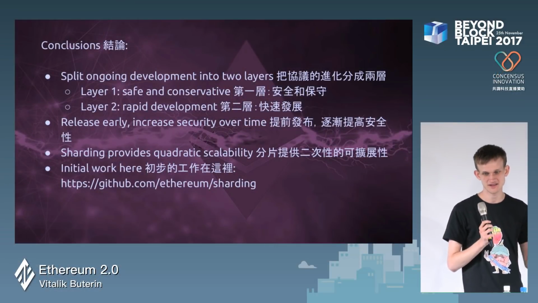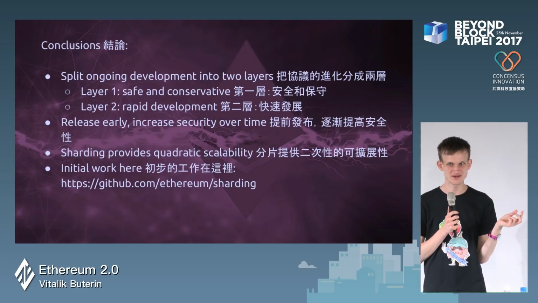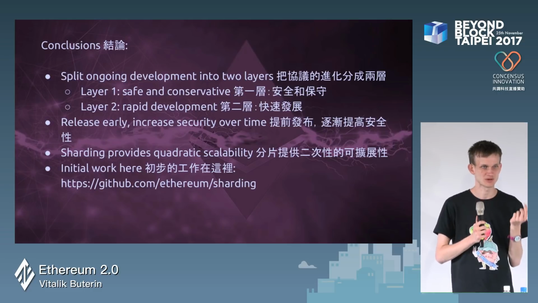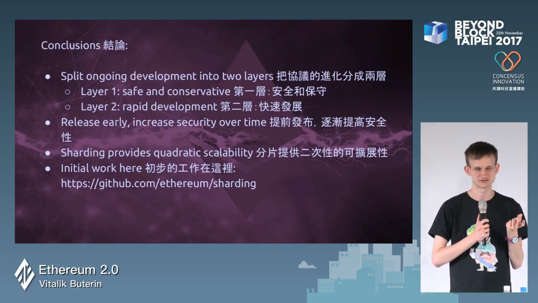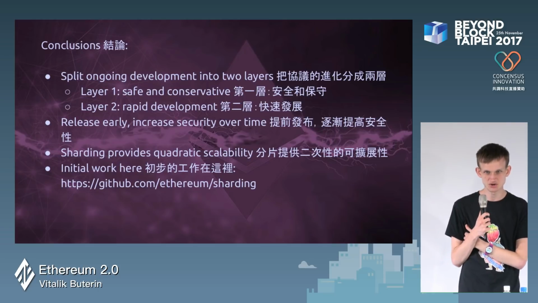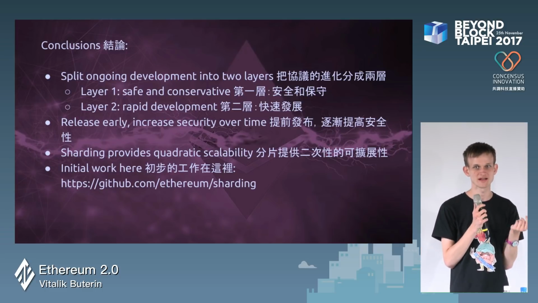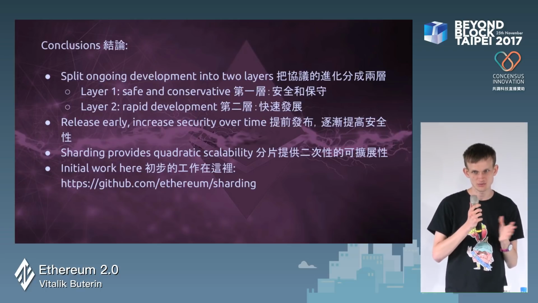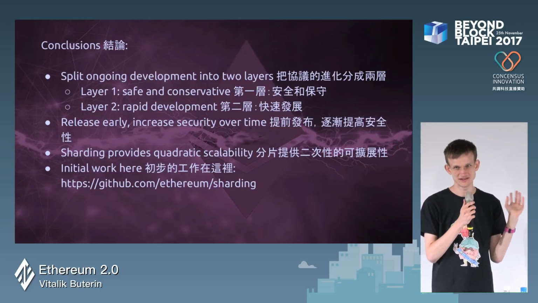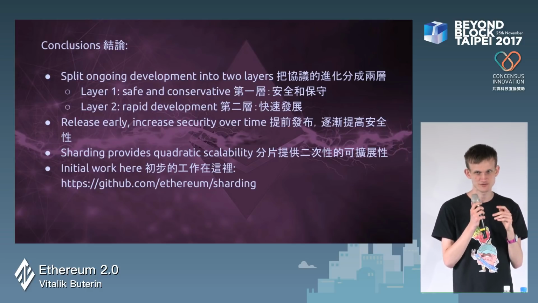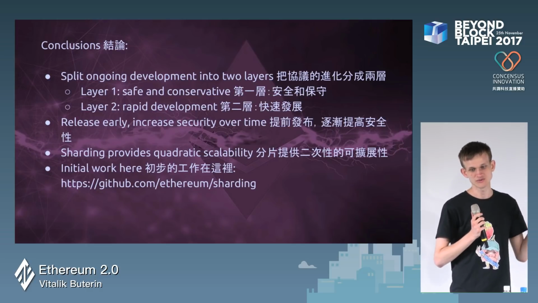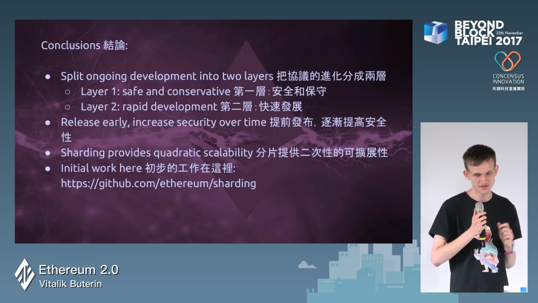So conclusions, right? The idea behind this kind of design is that, first of all, ongoing protocol development would get split into 2 layers, where the first layer is safe and conservative, and probably more safe and conservative than it has been for the last 2 years. The second layer would undergo rapid development for some period of time, and then at some point in the future, it could crystallize a bit more and become more safe and conservative as well. But that's the sort of thing that makes sense for a mature protocol. It doesn't really make sense for an early stage development protocol. Release early and increase security over time.